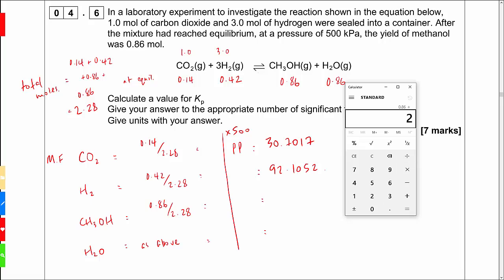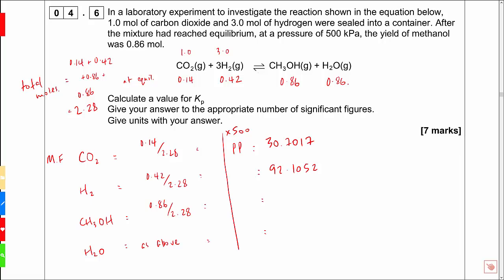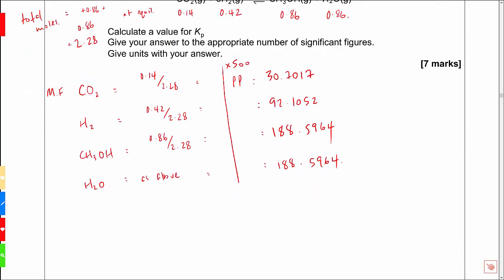Final one, 0.86 divided by 2.28 times 500, 188.5964, and the same for that one. Whew. So these are my partial pressures for carbon dioxide, hydrogen, methanol, and water. 7 marks. So it's taken a while, but it's 7 pretty easy marks.